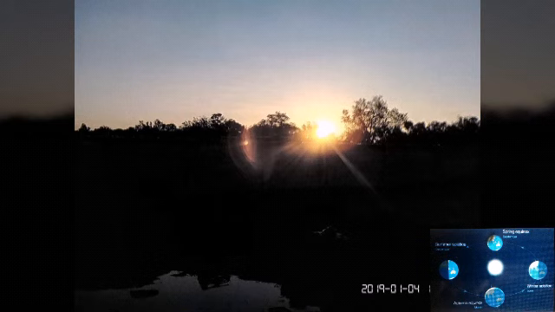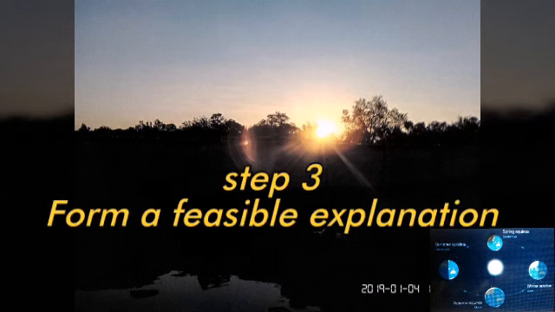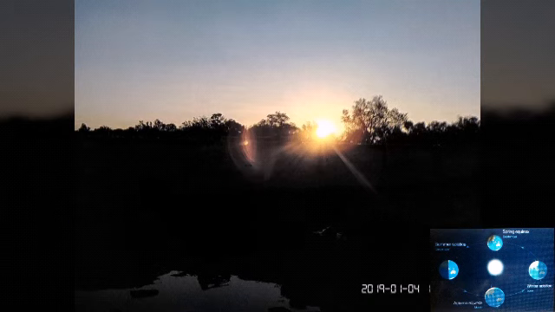Step number 3, form a feasible explanation. As a layman, this one just stumps me a little bit, because must I formulate my own explanation or idea of why the sun is setting, or can I use information already worked out by other people? I actually don't know.